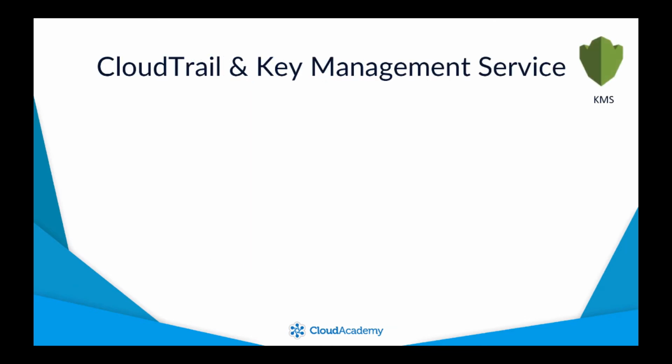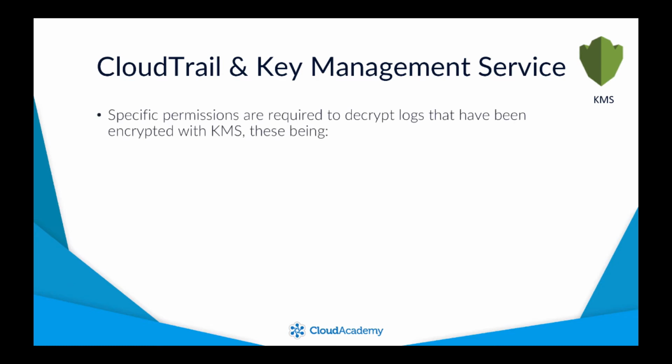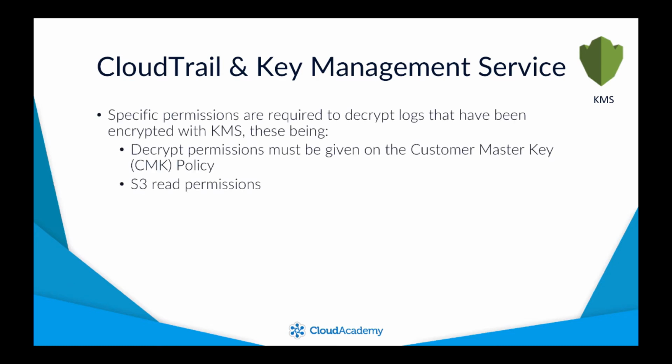For users or services requiring read access to the CloudTrail logs, authorization will need to be given for S3 read permissions via the usual methods, such as through IAM or an S3 bucket policy, or even an S3 access control list. If the logs have been encrypted using the Key Management Service, KMS, additional permissions will be required to read the logs. To read the logs that have been encrypted with KMS, the user or service will also need the decrypt permission associated with the customer master key policy, as well as existing S3 read permissions.